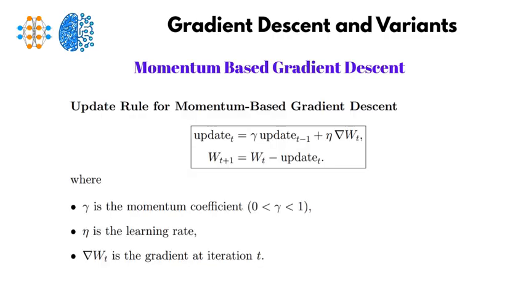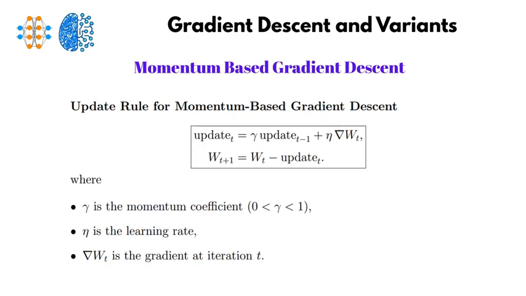Continuing from the previous slide, we have seen visually how momentum helps gradient descent move more smoothly and reach the minimum faster. Now let us understand how this momentum is actually introduced mathematically. The slide shows the update rule for momentum-based gradient descent. The first equation defines the update at iteration t. It says update_t equals gamma multiplied by update_{t-1} plus eta multiplied by the gradient of w at time t. Let us understand each part of this equation.